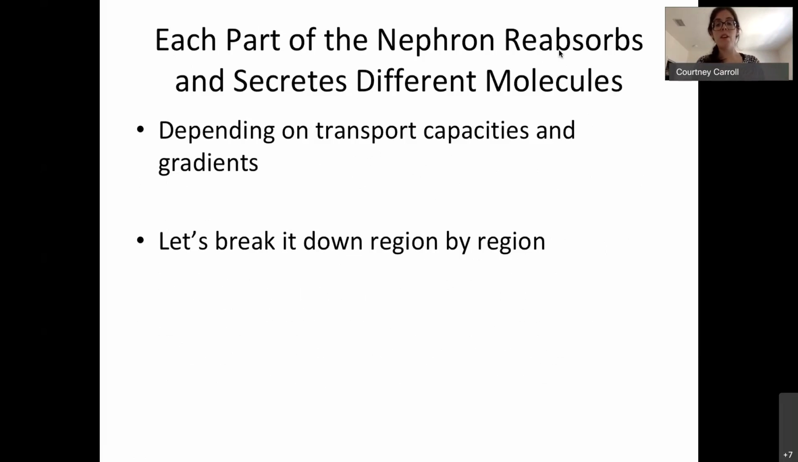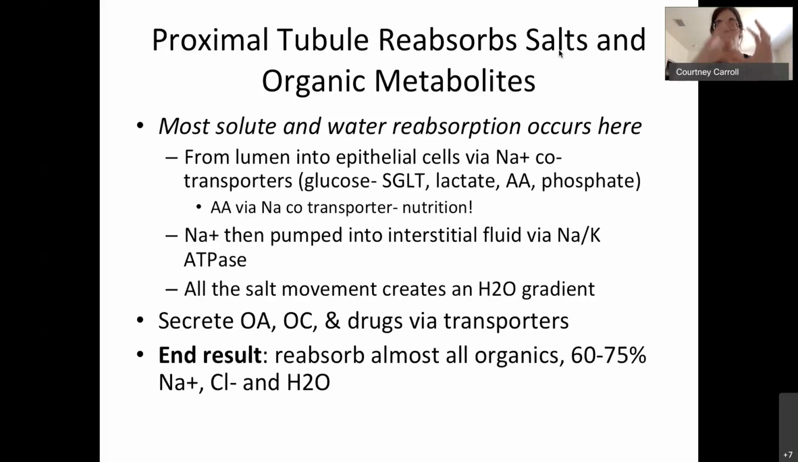Okay. With that in mind, we went over glucose, we went over sodium, we went over potassium, these big concepts I want you guys to know. We went over the cell shapes. Let's start to talk about what each part of the nephron does. So again, it depends on transport capacities and gradients. So let's break it down region by region. The proximal tubule, that first part, reabsorbs salts and organic metabolites. Most solute and water reabsorption happens here. This is where the bulk of reabsorption happens.